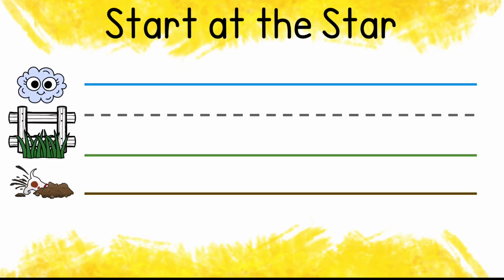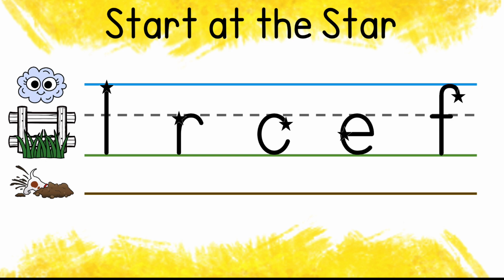Stars remind us where to start each letter. Some letters start at the sky line. Some start at or just below the fence line. And some letters start in unusual places, so it's important to remember to start at the star. Almost all lowercase letters start at the top of the letter. Letters never start at the bottom.